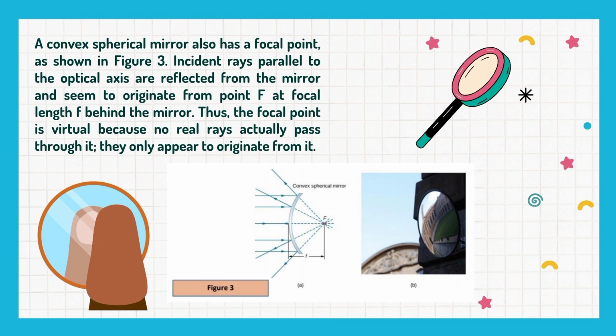Incident rays parallel to the optical axis are reflected from the mirror and seem to originate from point F, at the focal length behind the mirror. Thus, the focal point is virtual because no real rays actually pass through it. They only appear to originate from it. For example, when you look in the mirror, it looks like you're standing on the other side of the mirror, but you really aren't. You are seeing a virtual image because the light rays that make up your reflection aren't actually converging to form an image.